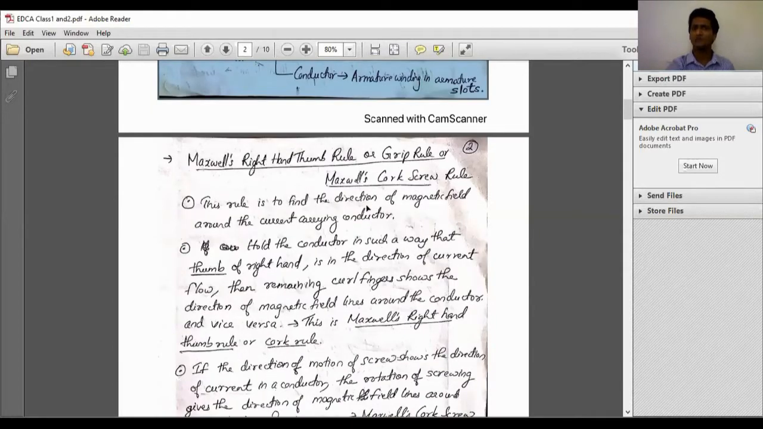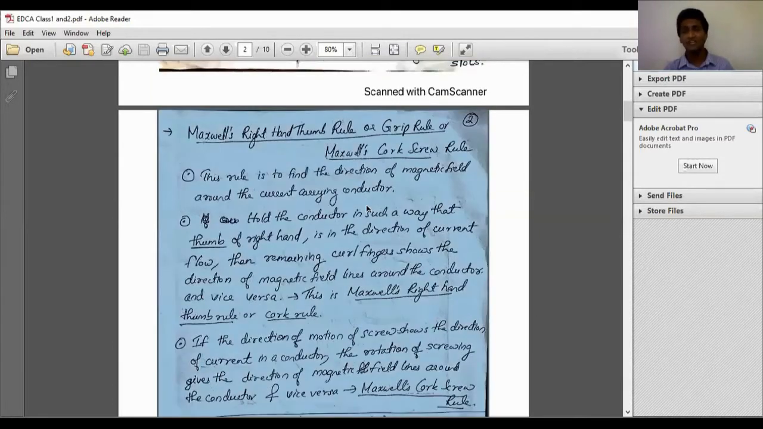As I said before, whenever a current is flowing through a conductor, a magnetic field will be produced around the conductor. So there should be a rule to find the direction of current or magnetic field. So I introduced Maxwell's right hand thumb rule. For a generator, what we use to find the direction of induced EMF is Fleming's right hand rule. This is Maxwell's right hand thumb rule, or another name is grip rule. Let us have a look at what this rule says. Consider a conductor carrying current. Catch the conductor in such a way that your thumb shows the direction of the current.